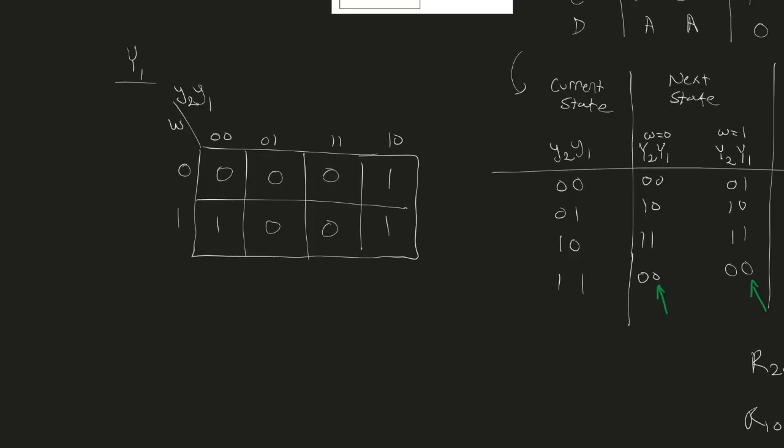So let's see how we can group these. We can group these two together, and we can also group these two together. So Y1 will be equal to W times Y1 naught plus Y2 times Y1 naught.